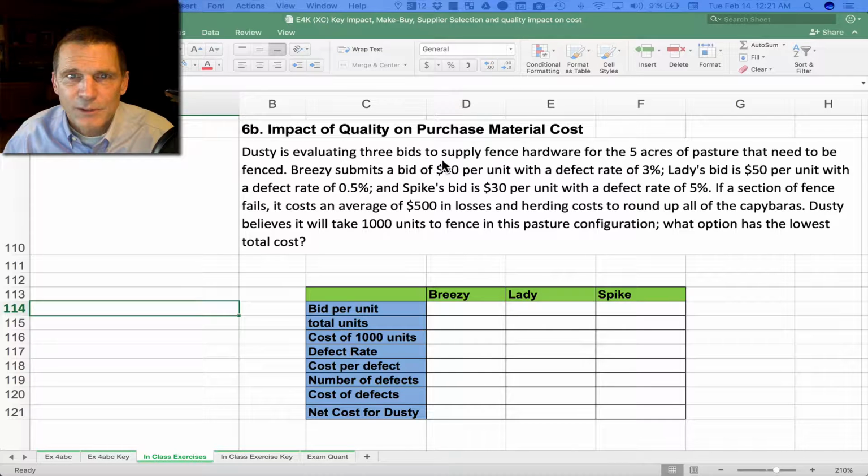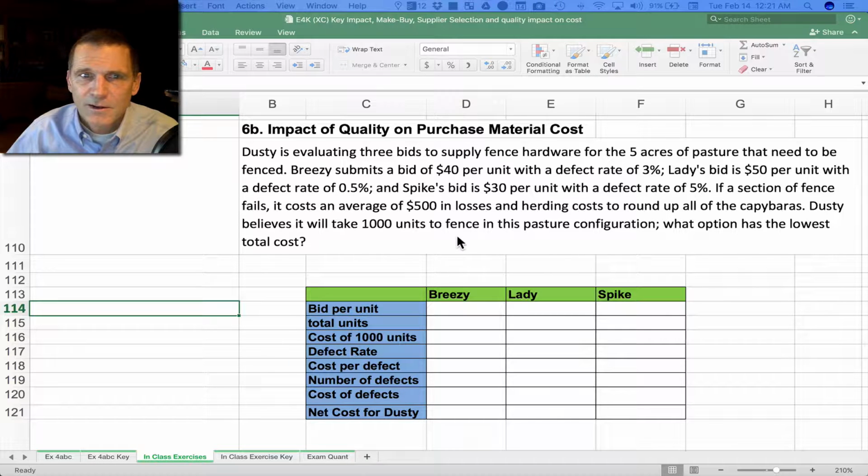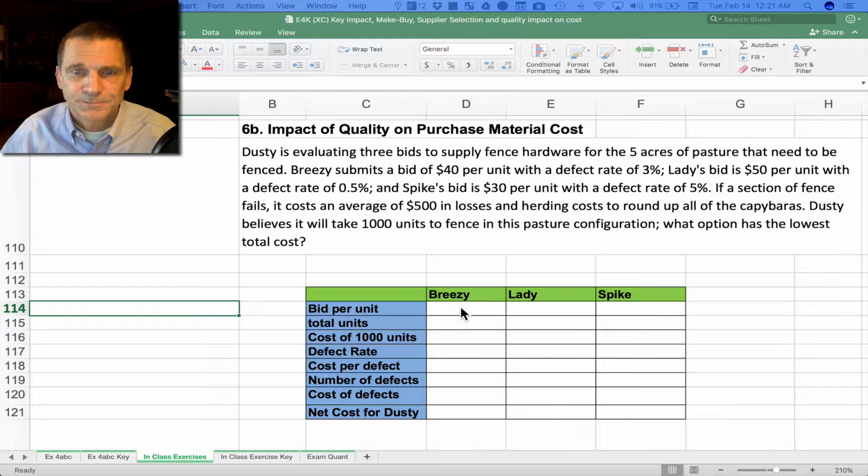Dusty is evaluating 3 bids to supply fence hardware for the 5 acres of pasture that need to be fenced. Breezy submits a bid of $40 per unit with a defect rate of 3%. Lady's bid is $50 per unit with a defect rate of 0.5%. And Spike's bid is $30 per unit with a whopping defect rate of 5%. If a section of fence fails, it costs an average of $500 in losses and herding costs to round up all the capybaras. Dusty believes it will take 1,000 units to fence in this pasture configuration. What option has the lowest total cost?